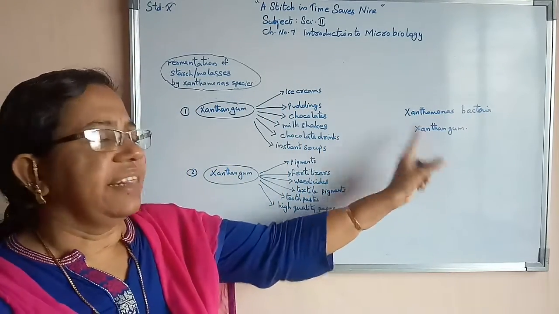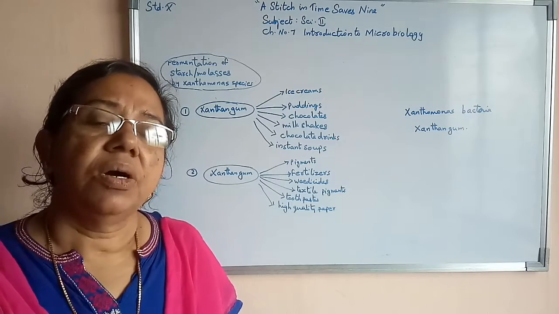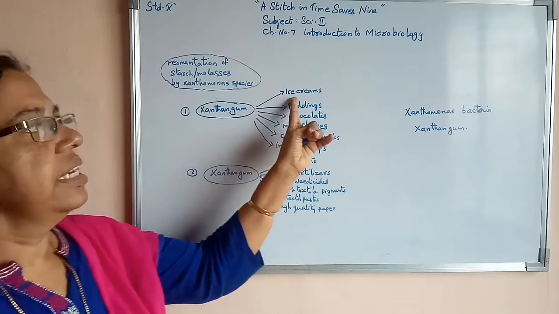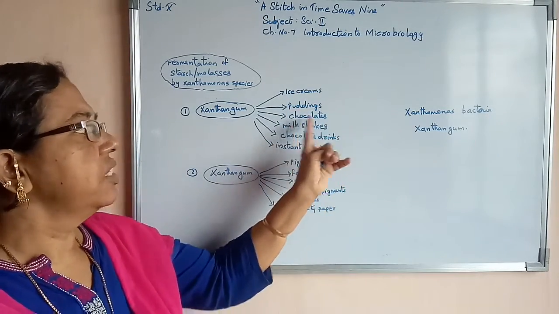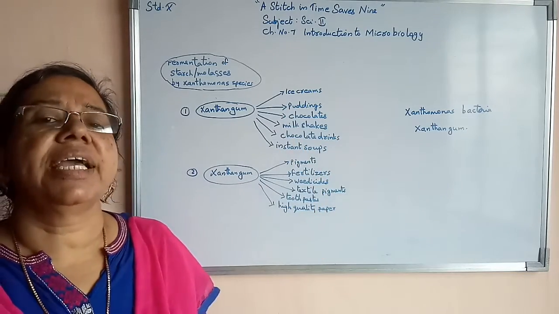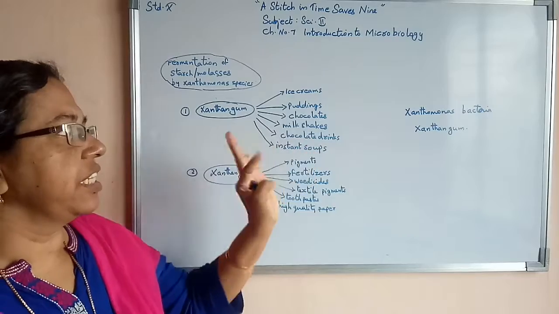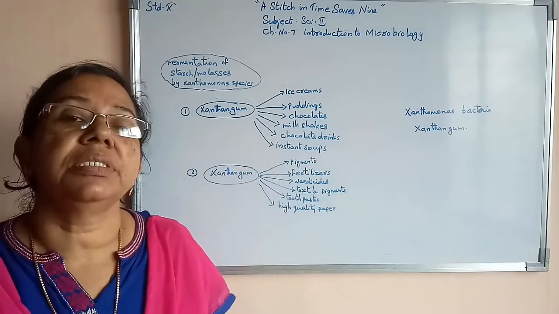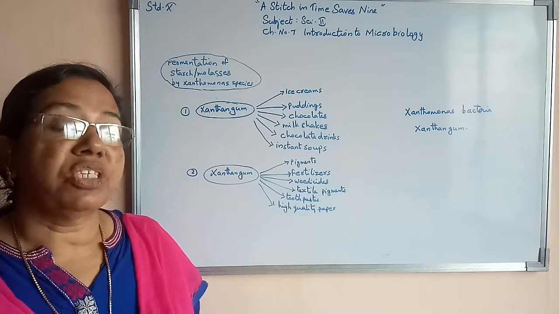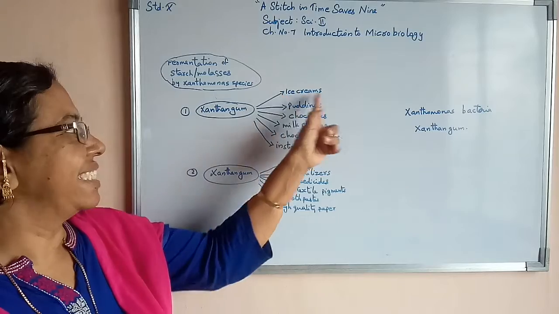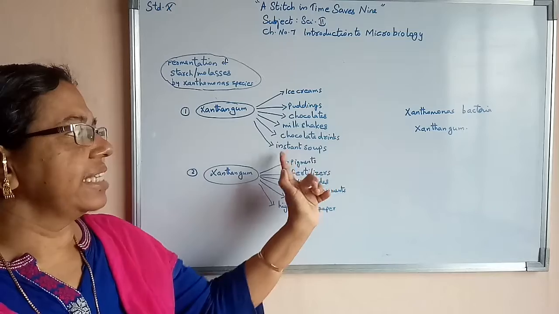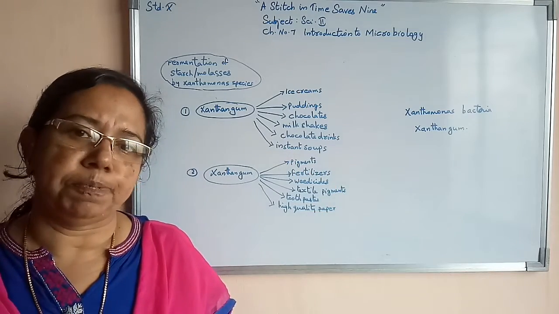Now, this xanthan gum imparts thickness to various food items like ice creams, puddings, chocolates, milkshakes, chocolate drinks, instant soups, etc. Now, which food items does it give thickness to? Ice creams, puddings, chocolates, chocolate drinks, milkshakes, instant soups, etc.